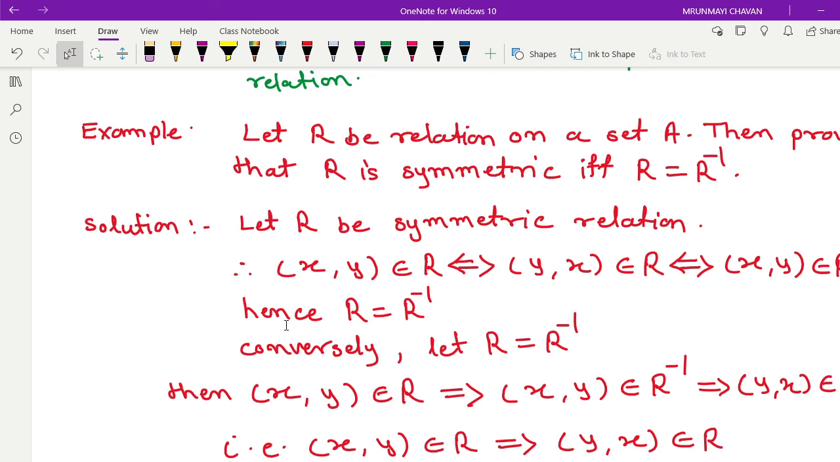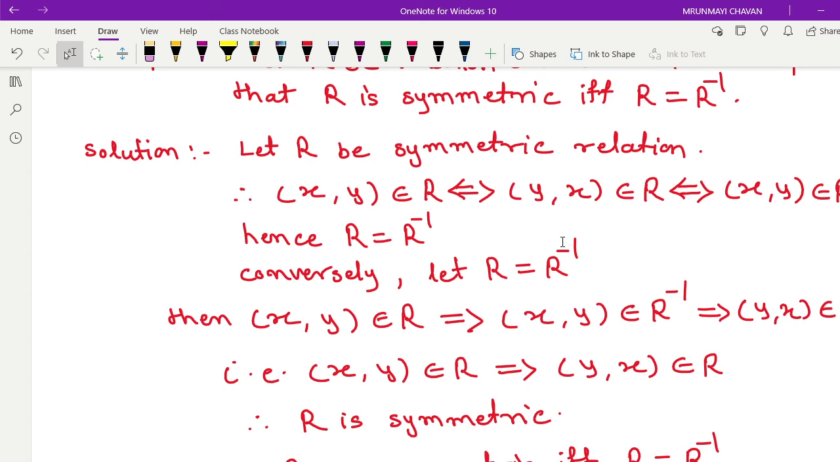So this shows that the pair (x, y) belongs to R implies that the pair (x, y) also belongs to R inverse, and therefore R is equal to R inverse. That means we can say that R is a subset of R inverse, and by the converse part we can say that R inverse is a subset of R, therefore R is equal to R inverse.